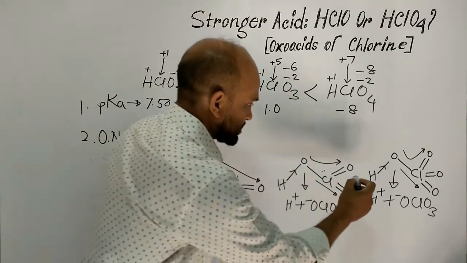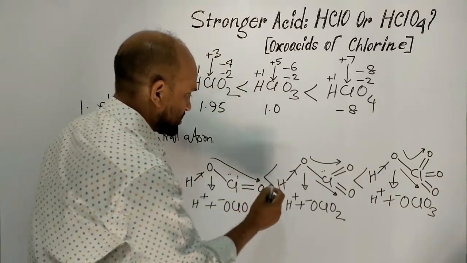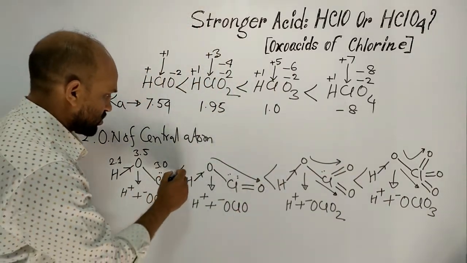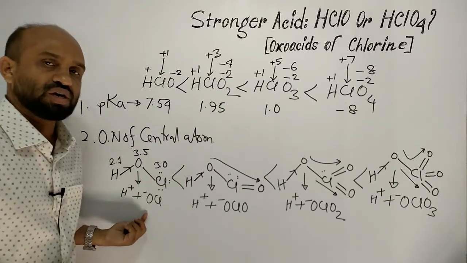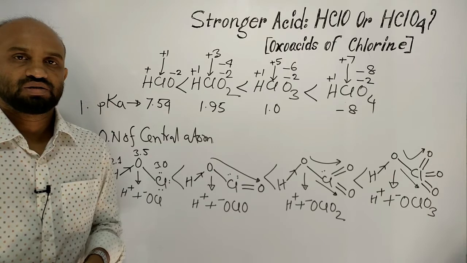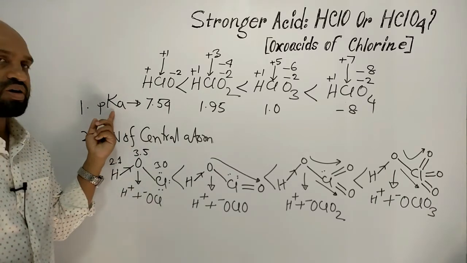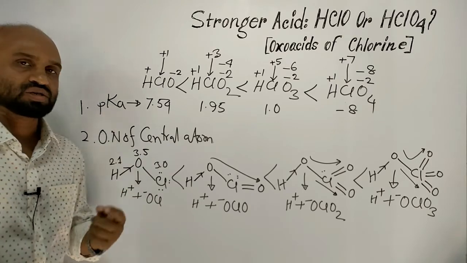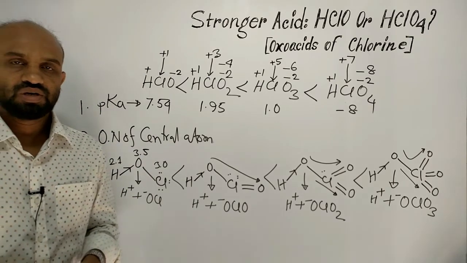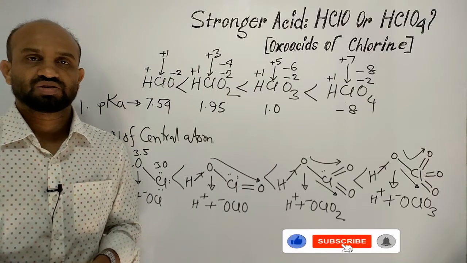So perchloric acid is stronger than chloric acid, then chlorous acid, and the weakest acid is hypochlorous acid. That is the strength of acids according to pK value and oxidation number of the central atom. This is all about the strength of oxoacids of chlorine.